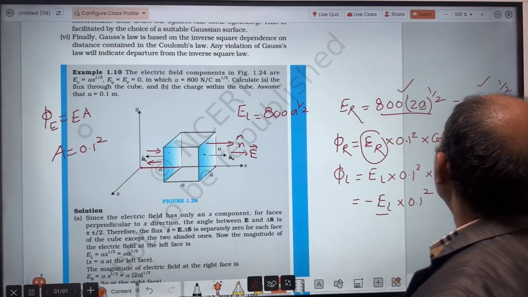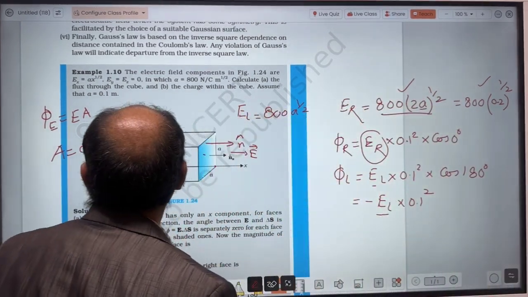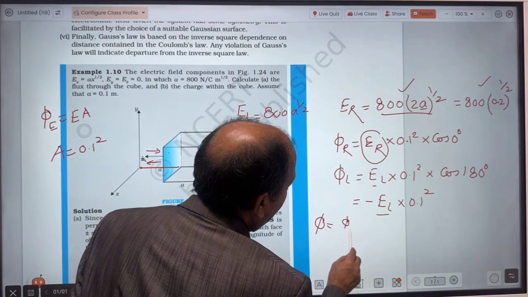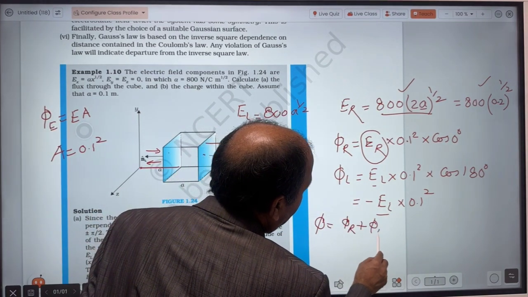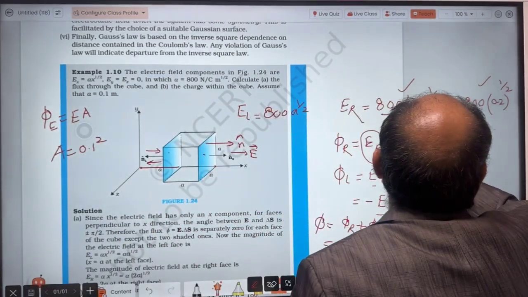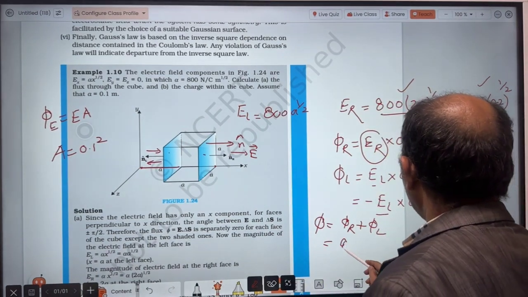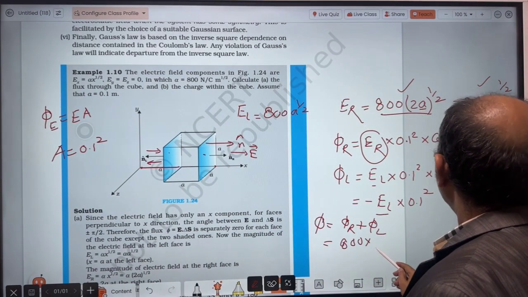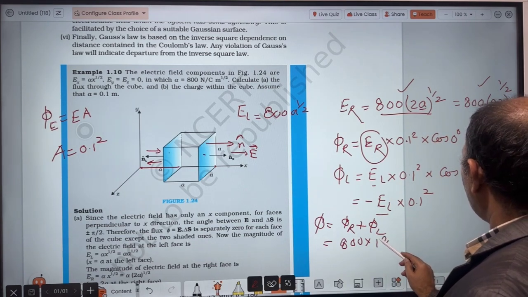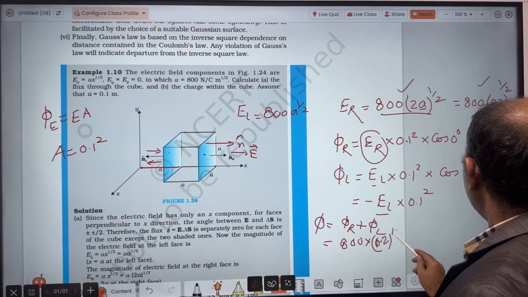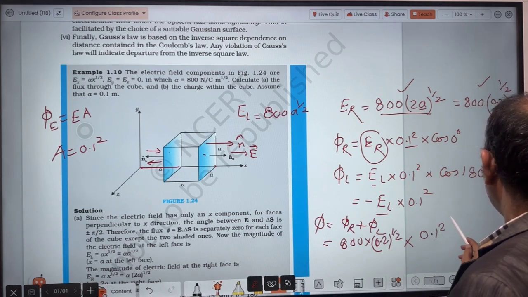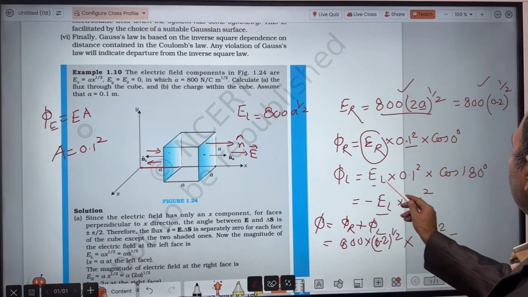And what about EL and what about ER? So let's find out total flux. So we can say total flux phi will be equal to phi R plus phi L. Phi R will be what? Phi R can be found by ER, this much, 800 into 2A. So 2A, that is 2 into, or we can say 0.2 power half into 0.1 square, cos 0 degree is 1, minus EL.